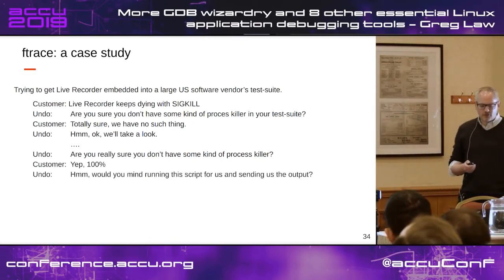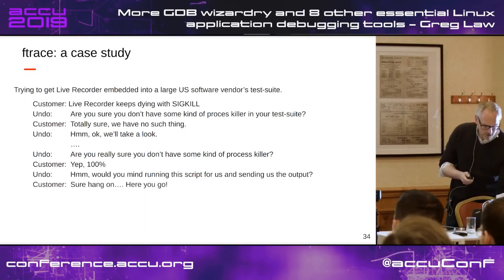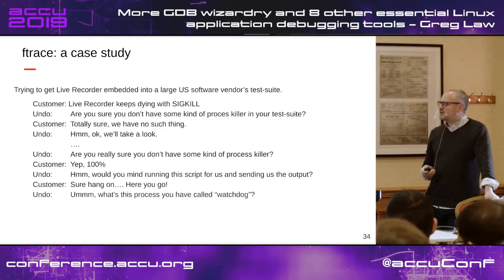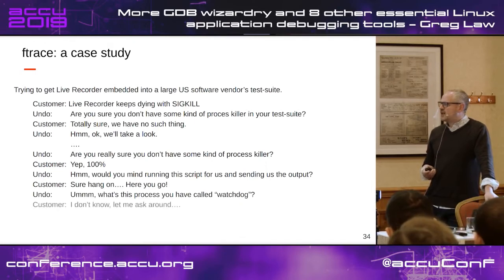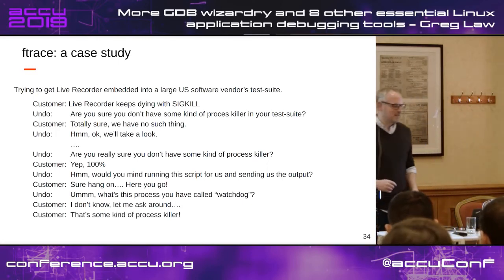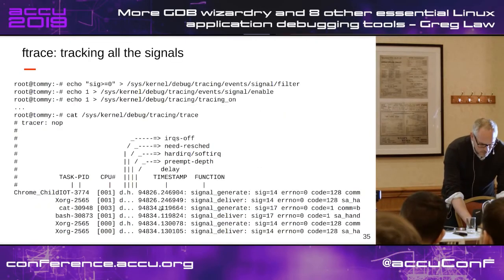So we gave them a script to run, an ftrace script, which did something that I'll get to in a minute, which told us about all the signals that were flying around. And so we said, there's a process called Watchdog that's sending some signals. And they said, oh, let me ask around. Oh, yeah, that's our process killer. So the script that we did was quite simple, looked something like this.